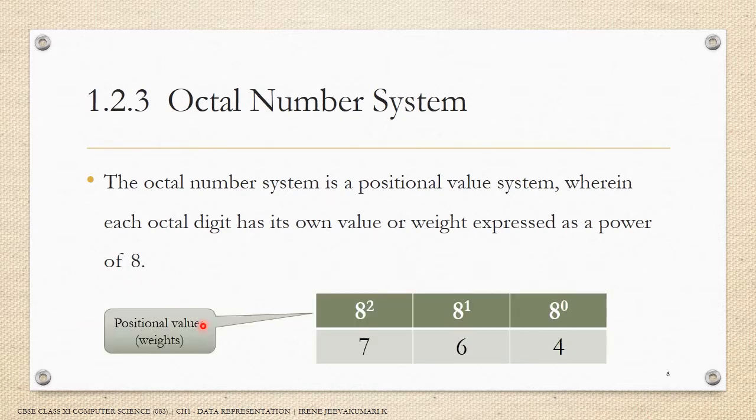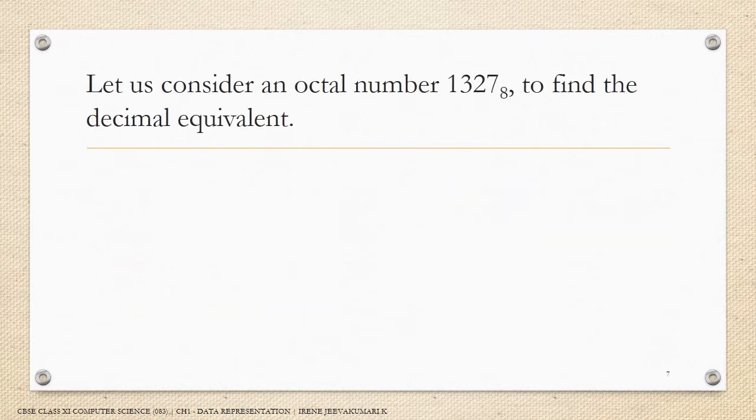Let us consider an octal number 764. The positional values of an octal number are expressed as a power of 8, which begin from the units position as 8 power 0, 8 power 1 and 8 power 2. So these are the positional values of the octal number 764.